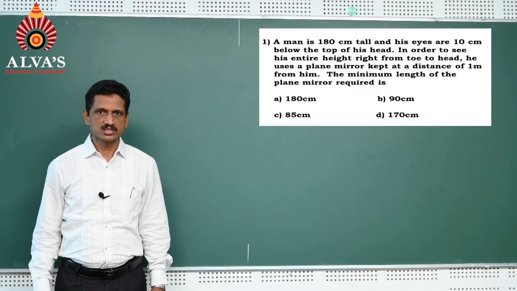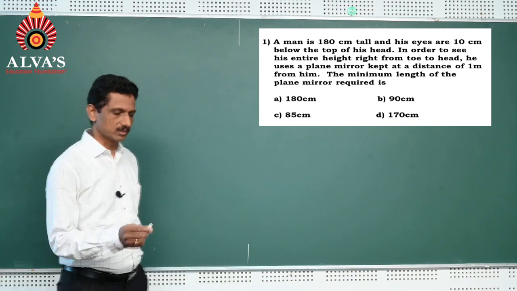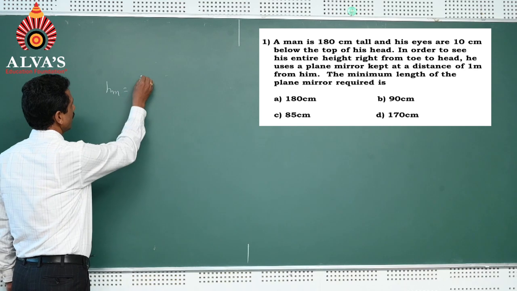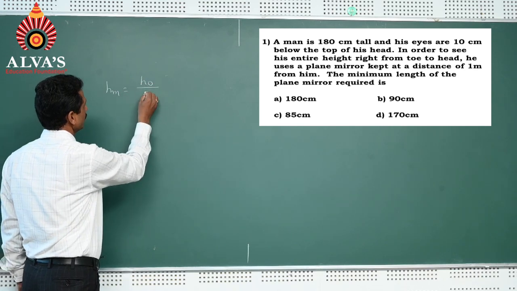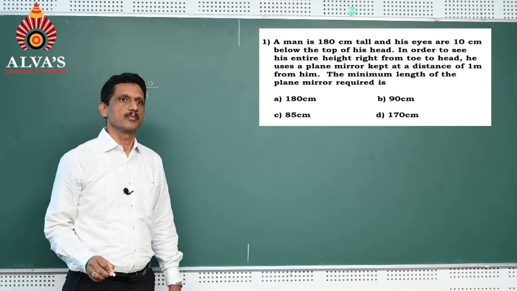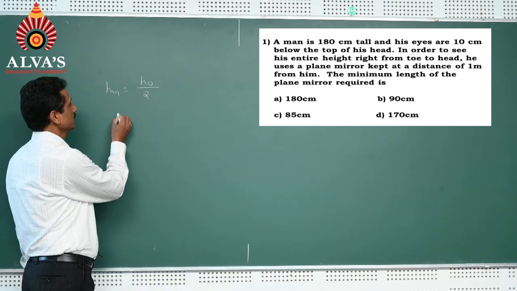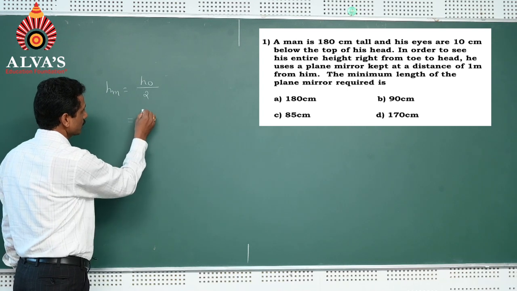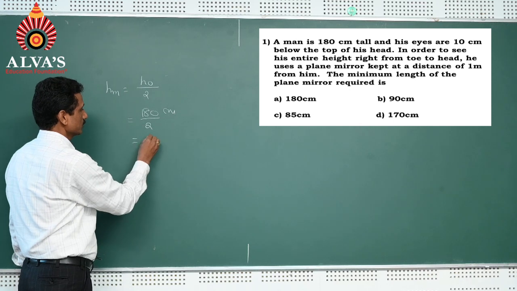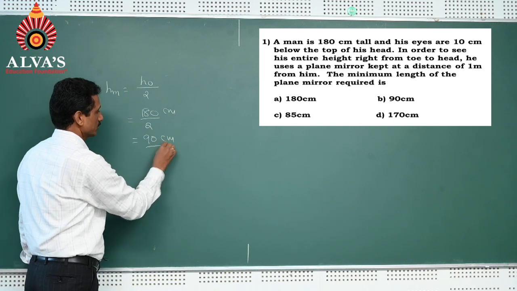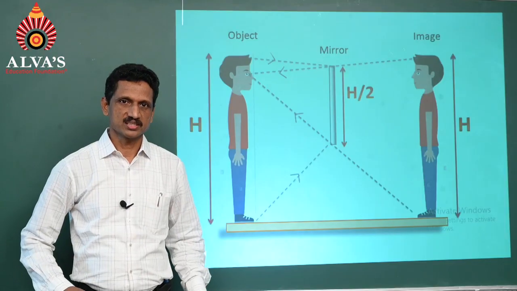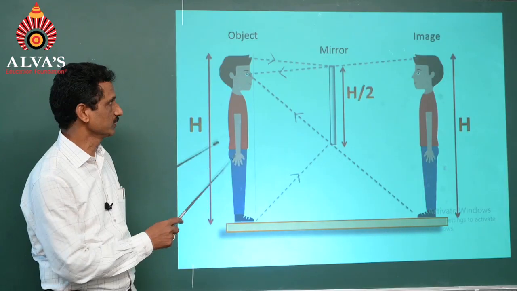It's a basic simple question. Height of the mirror, or size of the mirror, is equal to half of the height of the observer. In this problem it is given, man of 180 centimeter tall, therefore height of the observer is 180 centimeter divided by 2, it is nothing but 90 centimeter. That is option B.